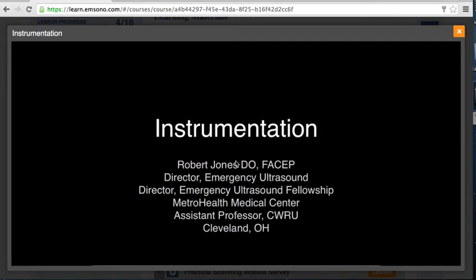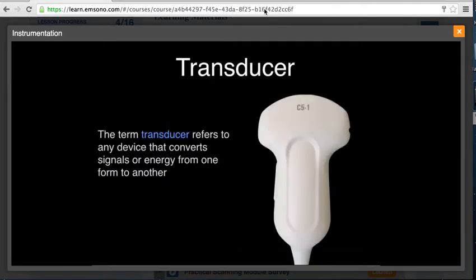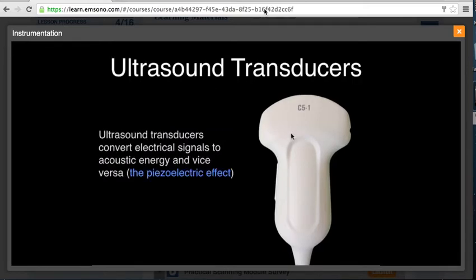Dr. Robert Jones, and in this lecture we're going to go through and cover instrumentation. Now, the term transducer refers to any device that converts signals or energy from one form to another. An ultrasound transducer, as shown here, converts electrical signals to acoustical energy and vice versa. This is referred to as the piezoelectric effect.